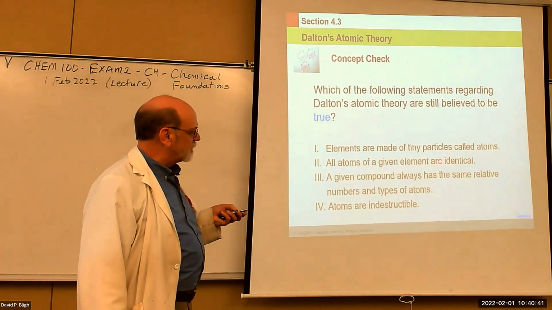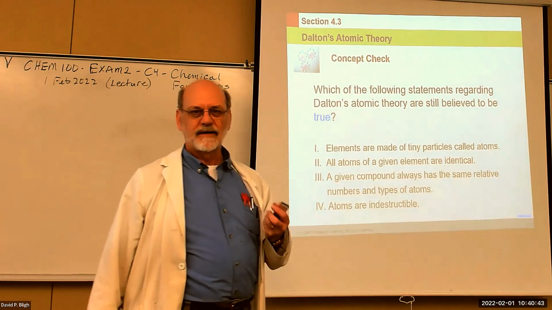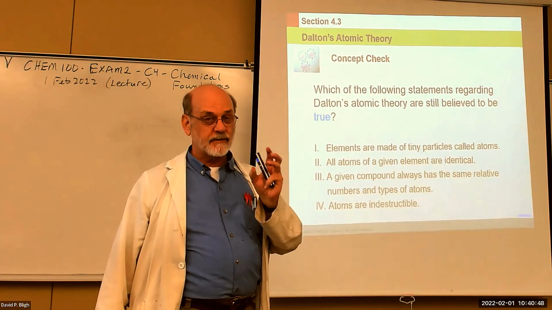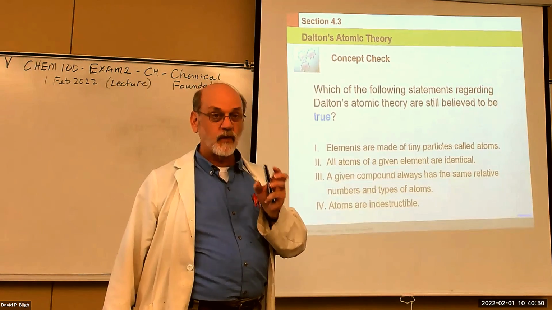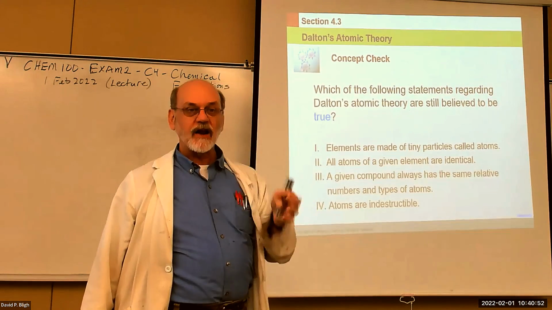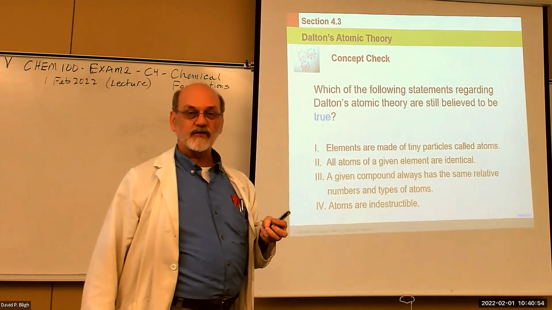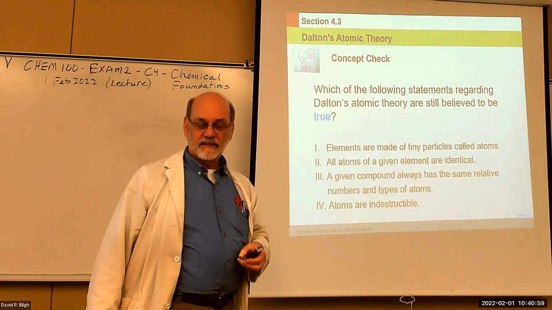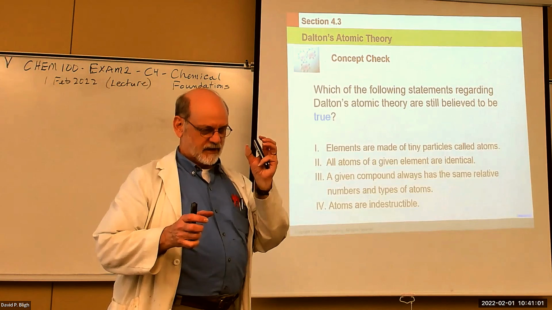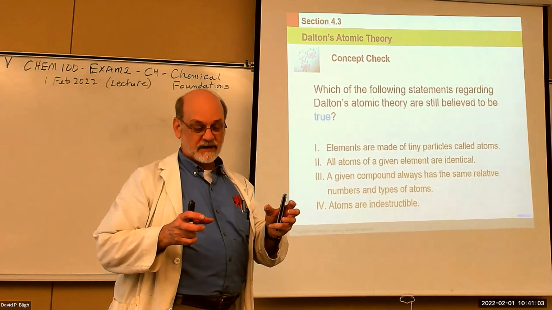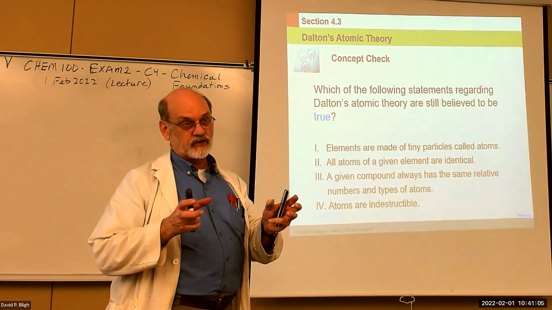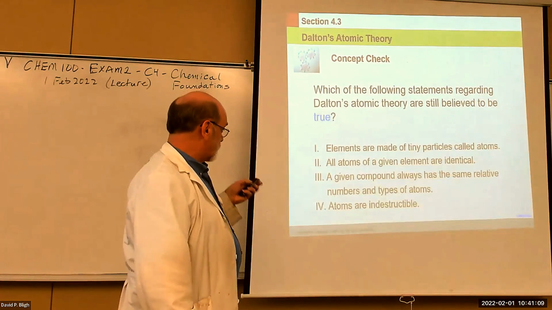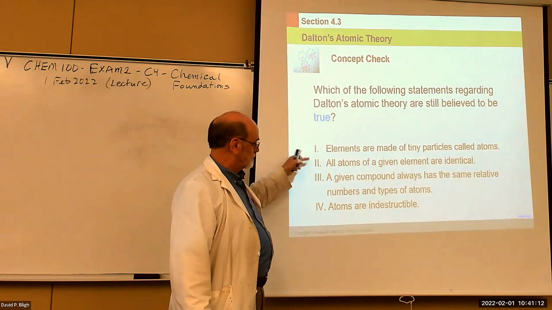All atoms of a given element are identical. Nope, they're not. They have very similar chemical behavior. In that way, they're identical. But they're not all identical, and we know that now because we know about isotopes. One atom compared to another atom of the same element, this atom might have an extra neutron in it. We'll talk about that in a minute. But this one is false.